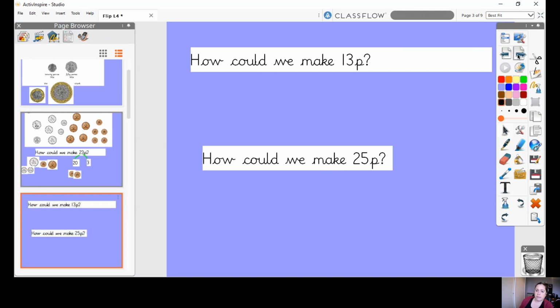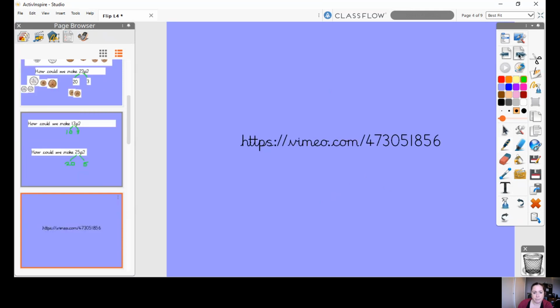So how could we make 13p? Well, let's have a think. Let's partition it into 10 and 3. I know there's a 10p piece, so I could use a 10p piece. I know there is not a 3p piece, so I would have to make that up with 1 and 2p's or just use 3 pennies. How could we make 25p? I'm going to partition it into 20 and 5. There's a 20p piece and there's a 5p piece. So that's the easiest way to make it.